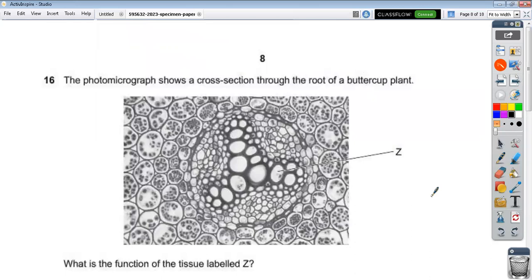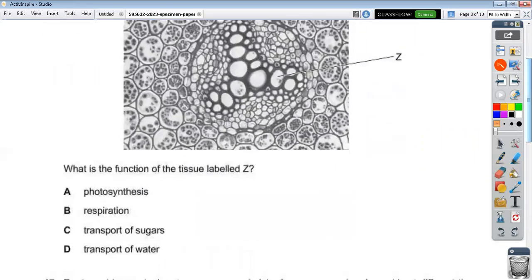The diagram shows a cross section through the root of a buttercup plant. What is the function of the tissue labeled Z? Is it D? Yes, that's the xylem. The phloem are the ones that are small. So xylem, transport of the water molecules.